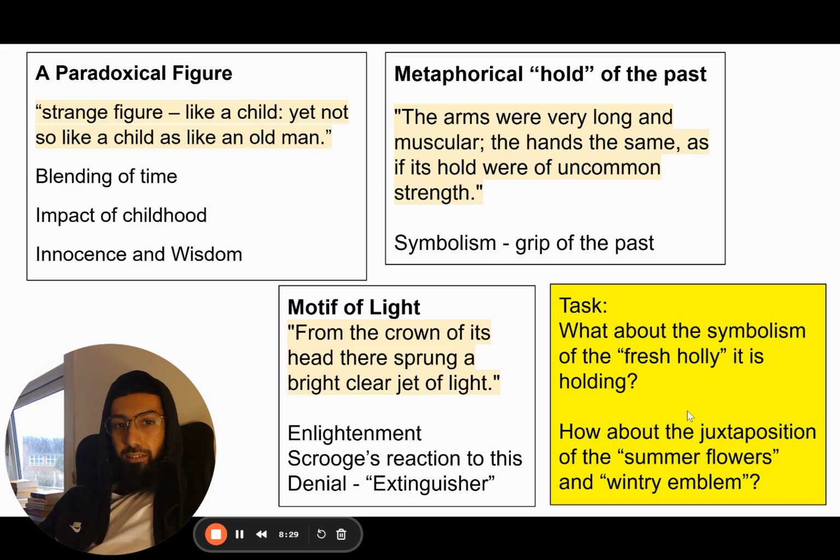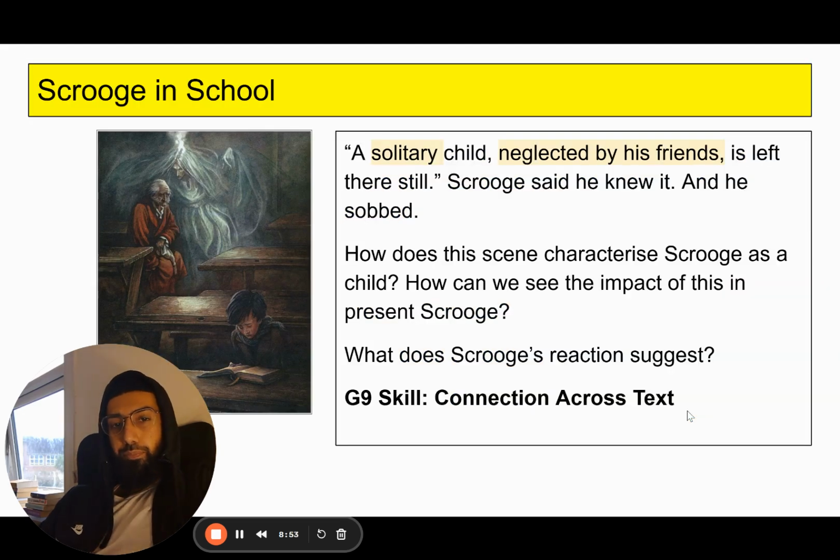So that's my analysis. If you haven't already analyzed some other images from the Ghost of Christmas Past experience, here's something else I would do. I would analyze the symbolism of the fresh holly that the ghost is holding, and also the juxtaposition of the summer flowers on its dress with the wintry emblem. In what ways do those images juxtapose each other, and also what could they be symbolic of?